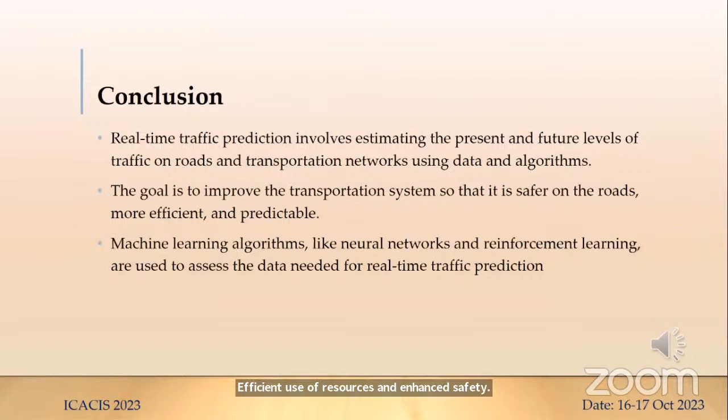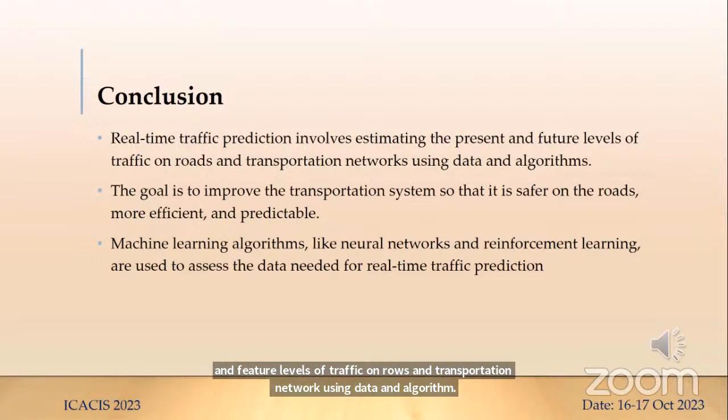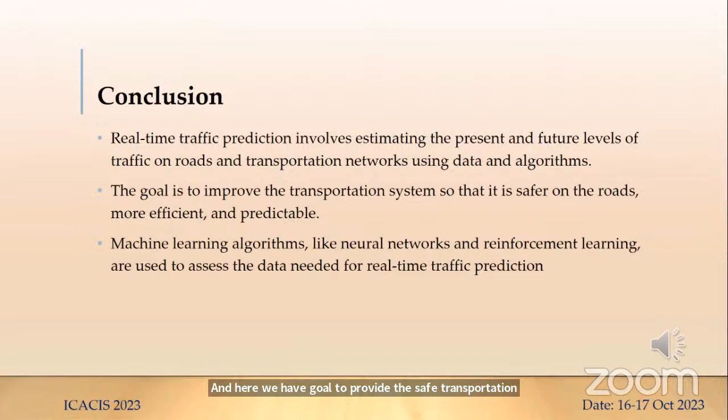In conclusion, we would like to mention that real-time traffic prediction involves estimating the present and future levels of traffic on roads and transportation networks using data and algorithms. Here we have the goal to provide a safe transportation system. Machine learning algorithms like neural networks and reinforcement learning can be a better technology to access the data in real time and do the traffic prediction.